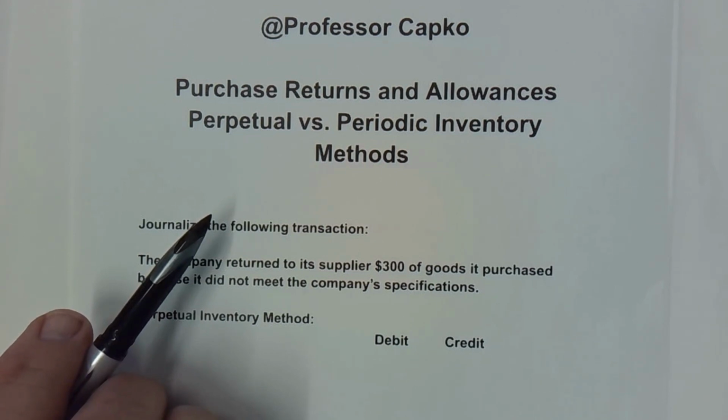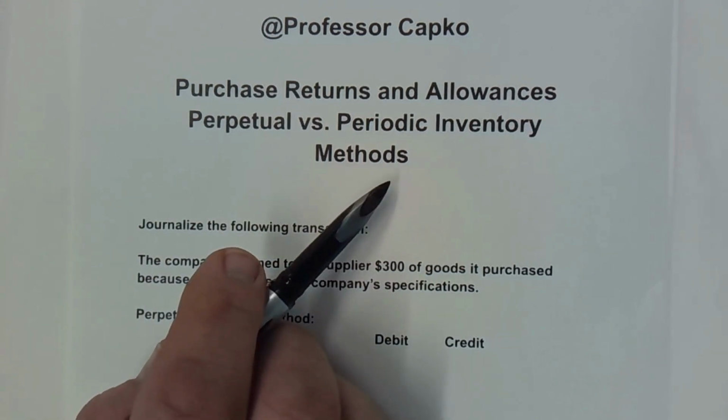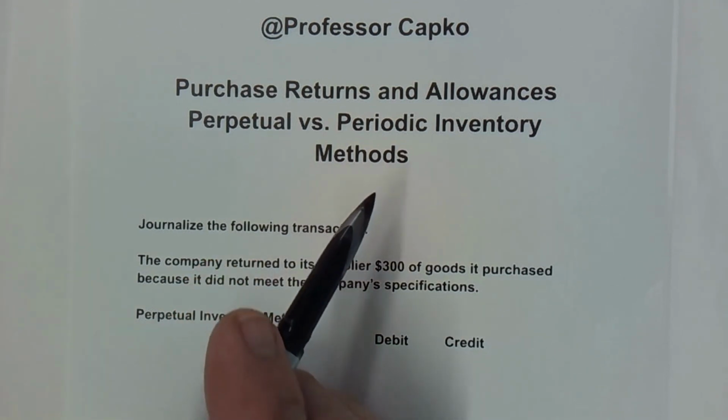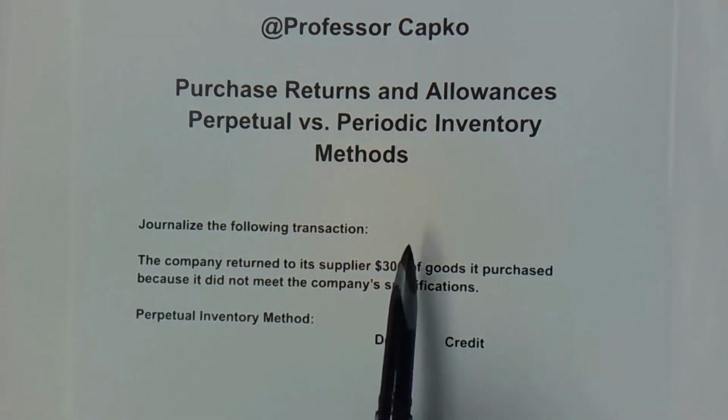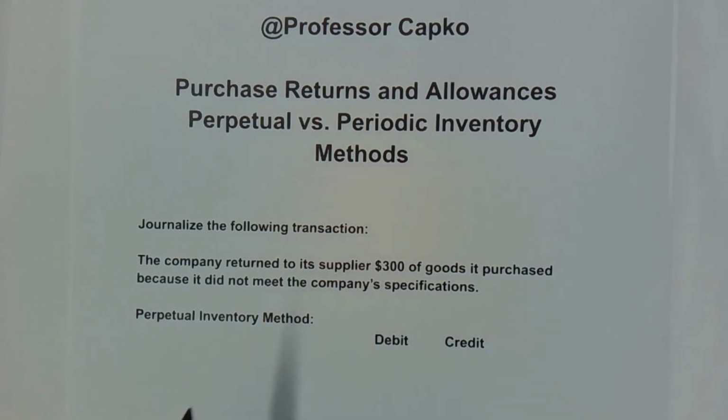Alternatively, the purchaser may choose to keep the merchandise if the seller is willing to grant the purchaser an allowance, or some sort of deduction from the purchase price. That type of transaction is known as a purchase allowance. So we're going to combine those both here in this journal entry because they are treated the same for purposes of the perpetual and periodic inventory methods.